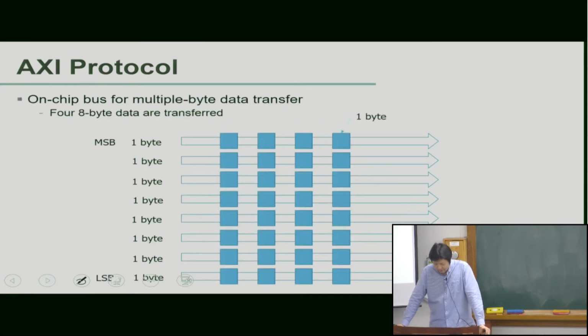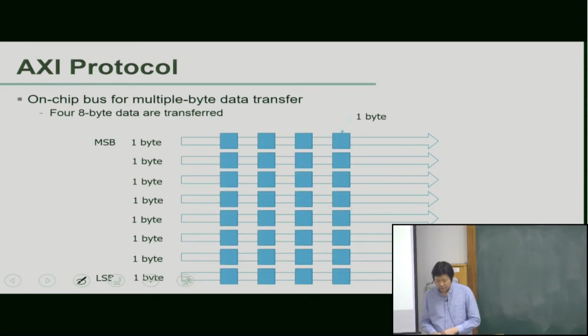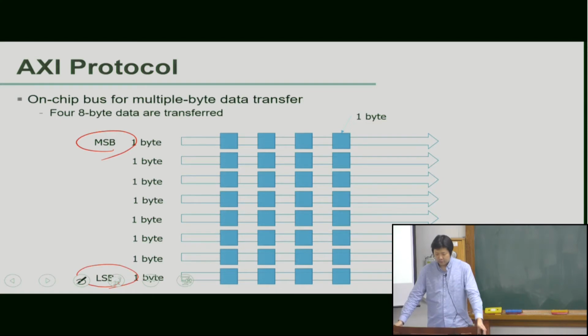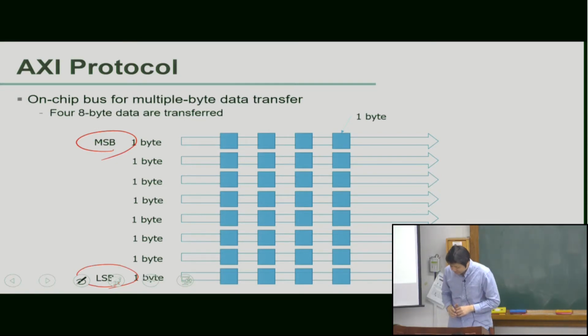So likewise, on an on-chip bus, we can send 8 bytes at a time, and let's say this is the MSB, the most significant one, and this is the least significant one. In this example, we send 4 transfers of 8 bytes of data. The total amount of data is 32 bytes, because a single box is just 1 byte, right? We send 8 bytes at a time, and we repeat that 4 times. So the total amount of data we send is 32 bytes in this example.